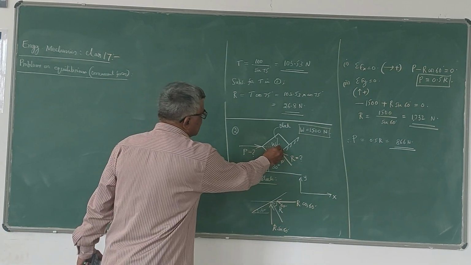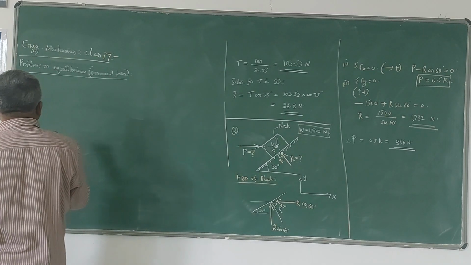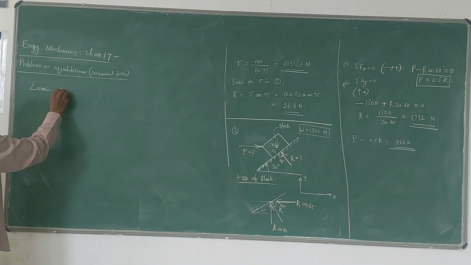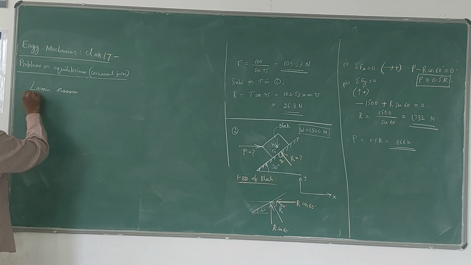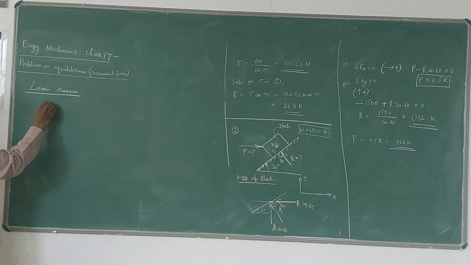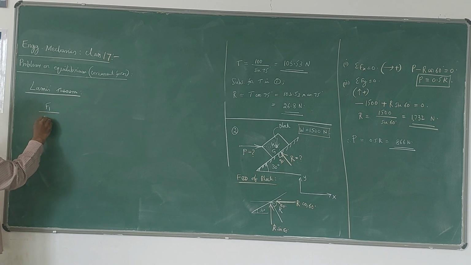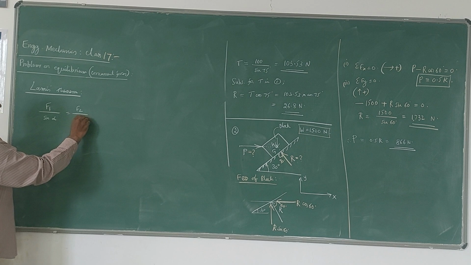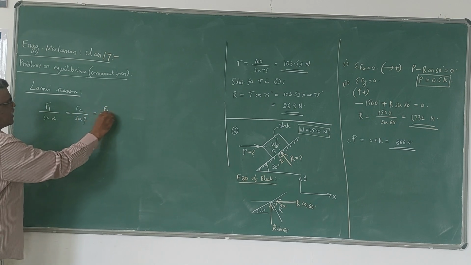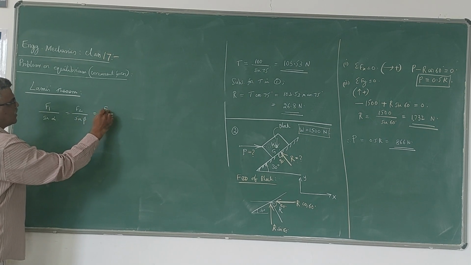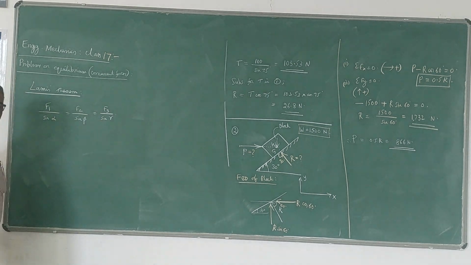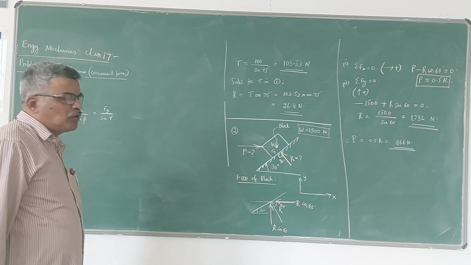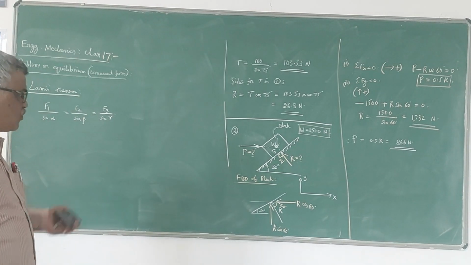All the 3 are meeting at this G. Now let me solve the same problem by Lami's theorem. So according to Lami's theorem, which I have explained in the last video, F1 by sin alpha will be equal to F2 by sin beta is equal to F3 by sin gamma. That means when a body is in equilibrium under the action of 3 forces, each force is proportional to the sine of the angle between the other 2 forces.